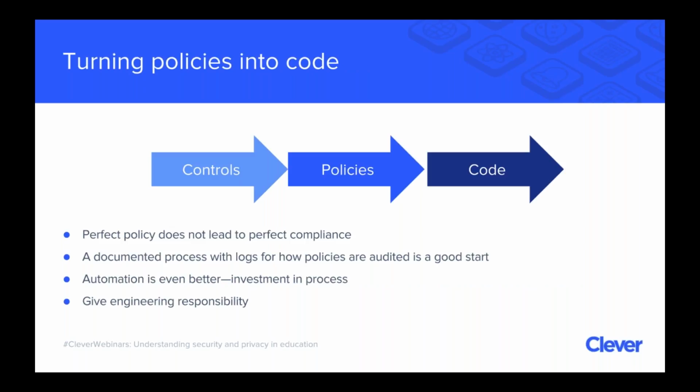Finally, while we're creating controls and communicating policies, and those are important first steps, they don't necessarily scale. Perfect policy does not lead to perfect compliance, and policies by themselves are still just words on paper. People take the path of least resistance, and sometimes security and privacy isn't the primary objective for an employee. So having a documented process with logs for how policies are audited is a good start, but automation is even better.